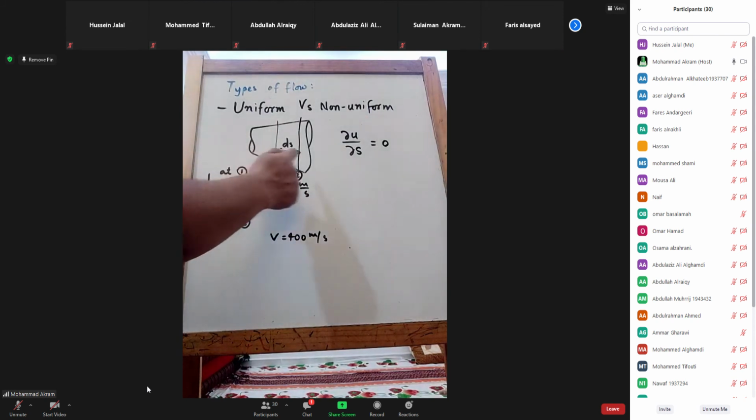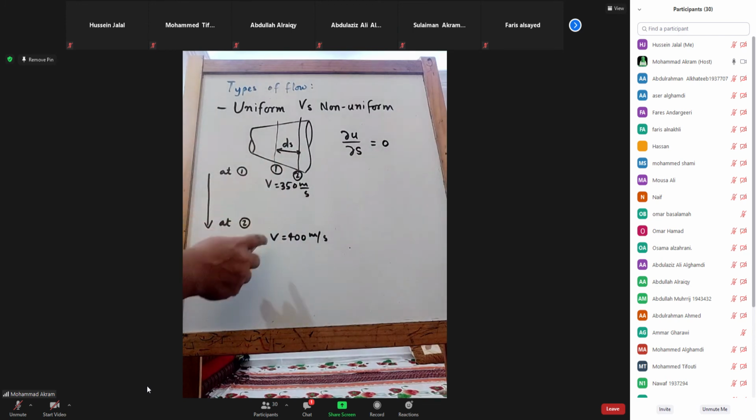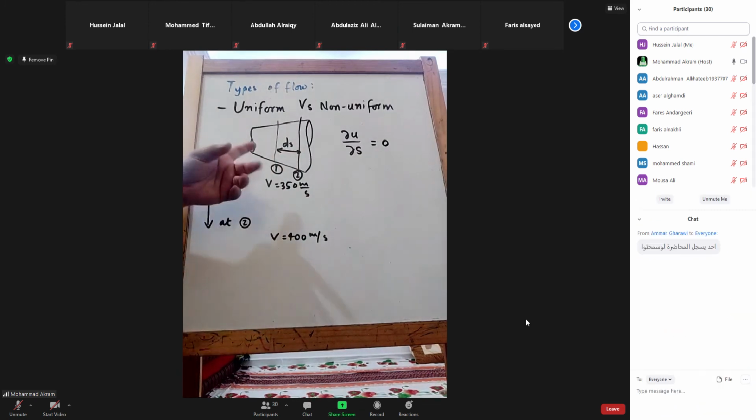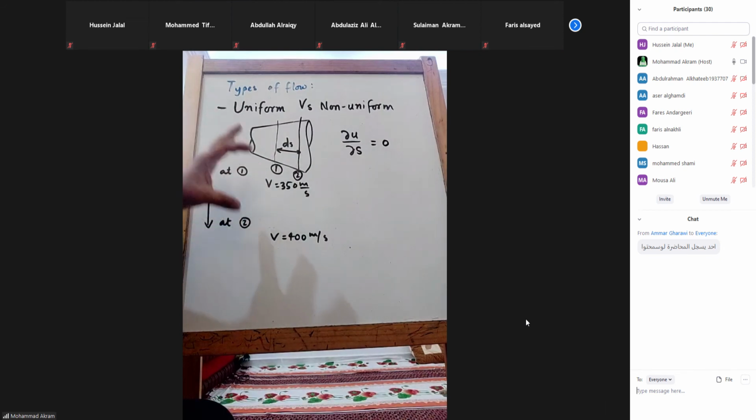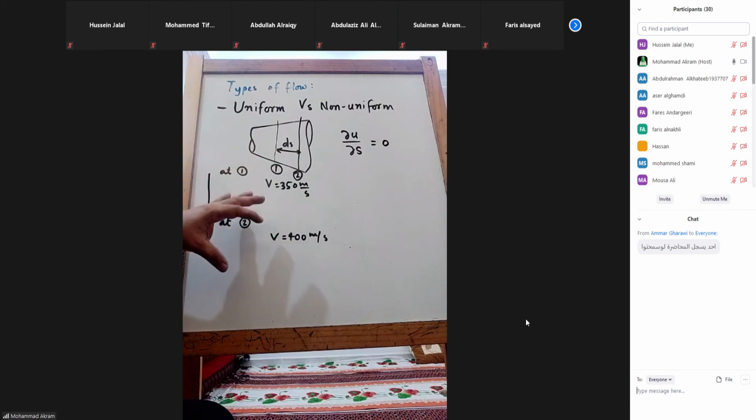If the change in velocity with respect to space is 0. See, uniform and non-uniform is only related to velocity. Steady and unsteady was related to time and for other parameters like pressure, density, viscosity, temperature, etc. All parameters were there in steady and unsteady, right? Here it is related to the space only. I hope you understood this, okay?